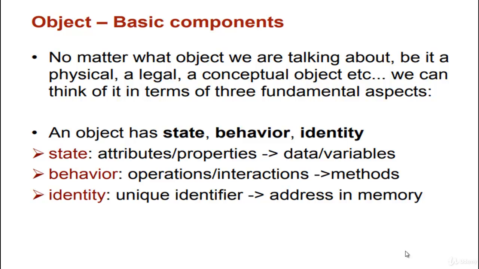State can be considered as attributes, properties, such as data and variables. Behavior, operations and interactions. Those are called methods. Identity is a unique identifier, address in memory. Object has state, behavior, and identity. So we learned the three fundamental aspects of an object.